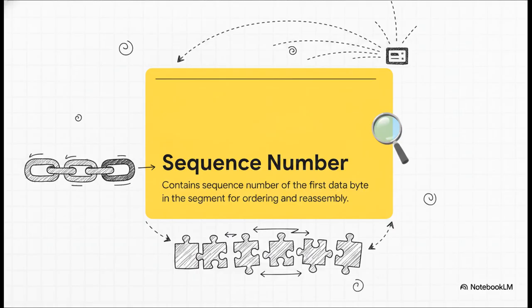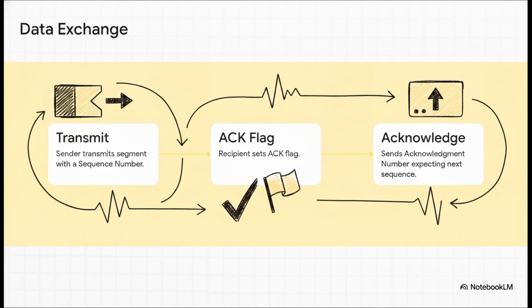Enter the sequence number. This field contains the sequence number of the very first data byte in the current segment. Think of it as the ultimate tracking number. It tells the receiving device exactly where this specific piece of the puzzle fits, which means it can reassemble everything in perfect order, even if the pieces happen to arrive completely out of whack. And this creates this really cool back-and-forth heartbeat between devices. Let's walk through the rhythm here. Step 1, the sender fires off a segment stamped with that sequence number.